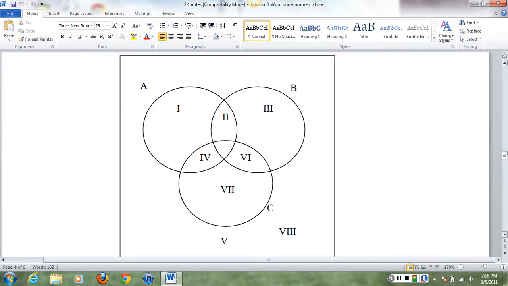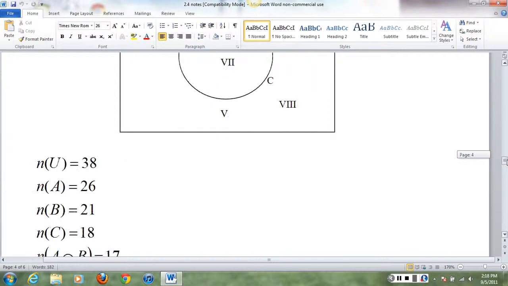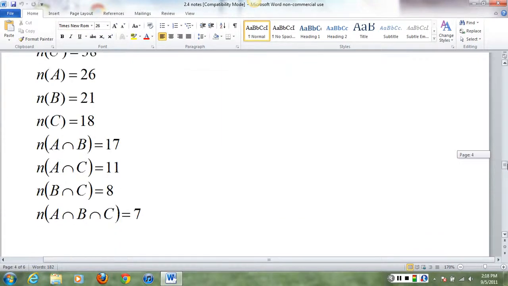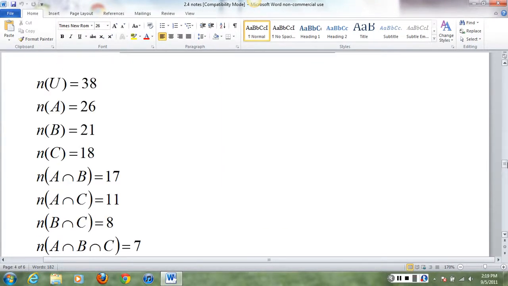Now back to a three Venn diagram set. Now notice in this one the way I gave you the information. Of course, I gave you the universal, number of elements at A, B, C, and then I described it as the intersections. The intersection of A and B has 17 units. The intersection of A and C is 11, so on and so forth.